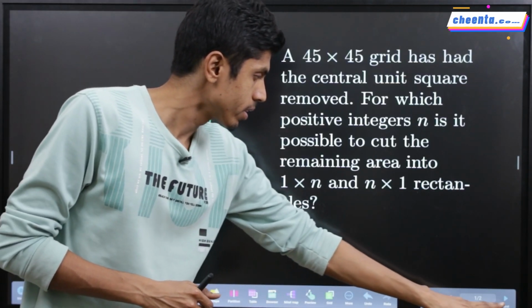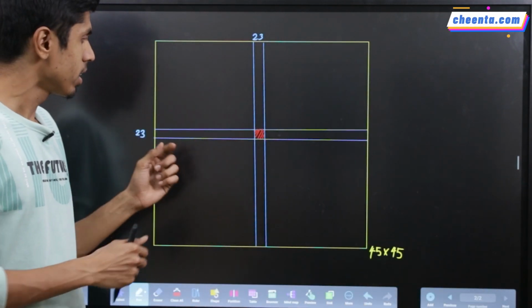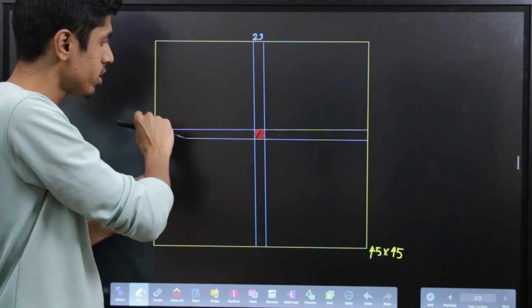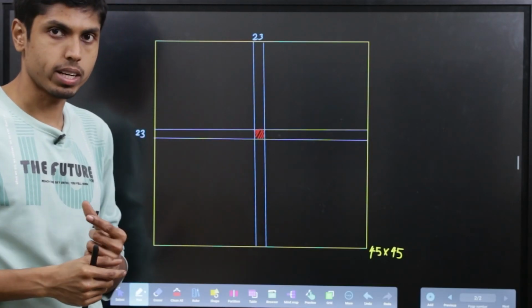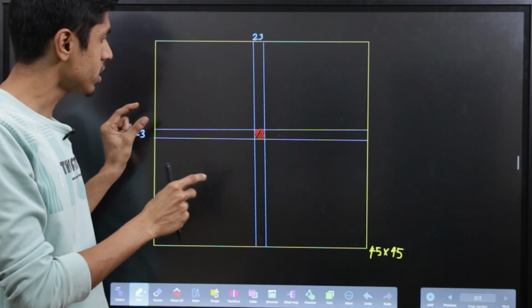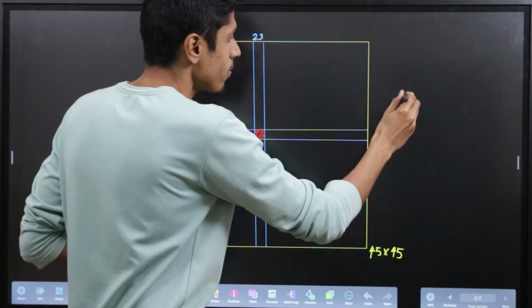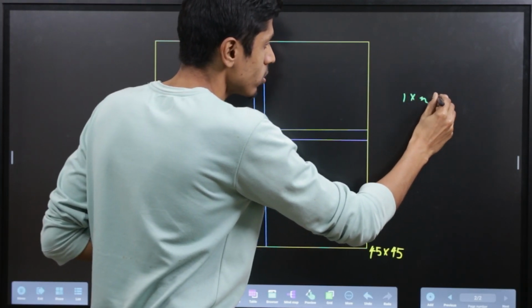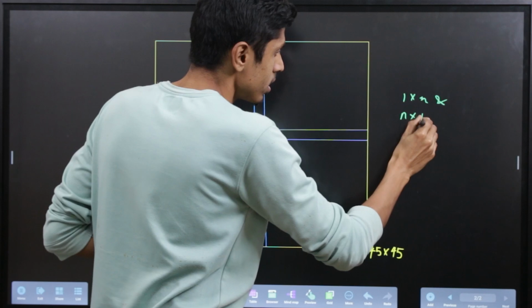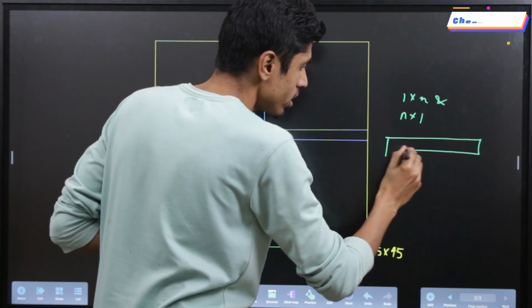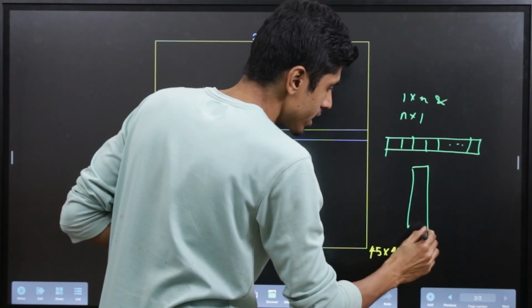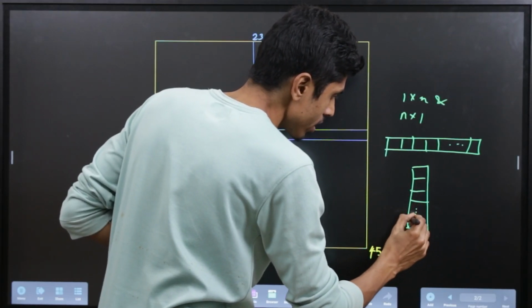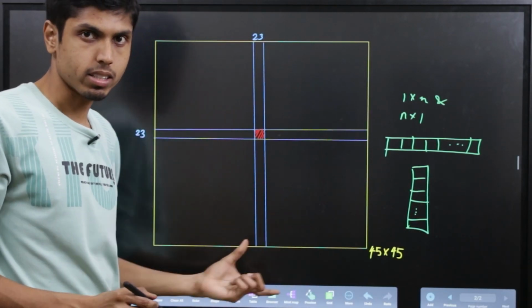So here is the diagram, and the central square, which lies on the 23rd row and the 23rd column, is removed from it. Now the question is, just using 1 cross n and n cross 1 tiles, which will be a horizontal or a vertical n-celled tile, you need to pave the entire structure.